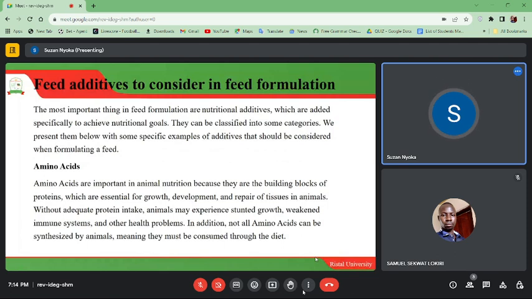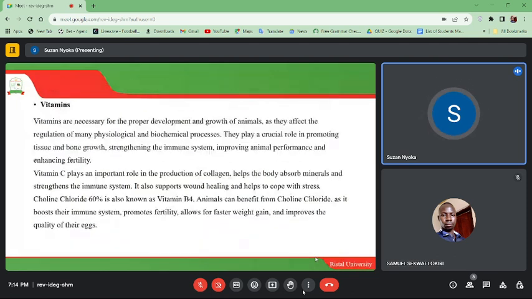Two is vitamins. Vitamins are necessary for the proper development and growth of animals as they affect the regulation of many physiological and biochemical processes. They play a crucial role in promoting tissue and bone growth, strengthening the immune system, improving animal performance, and enhancing fertility. Vitamin C plays an important role in the production of collagen, helps the body absorb minerals, and strengthens the immune system. It also supports wound healing and helps to cope with stress.